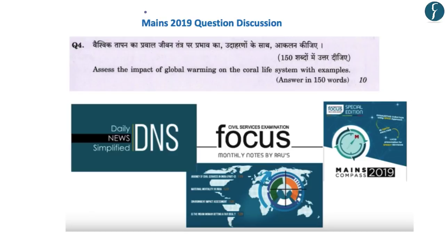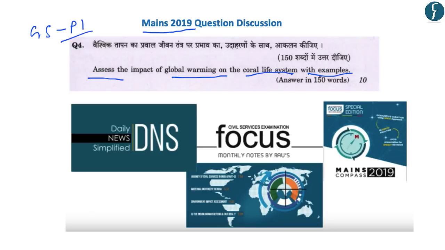And today we will take up a question which was asked in the mains examination of 2019 under the General Studies paper 1. This question was related to coral reefs. This topic of coral reef has been asked in the geography part of General Studies paper 1. And the question reads: assess the impact of global warming on the coral life system with examples.